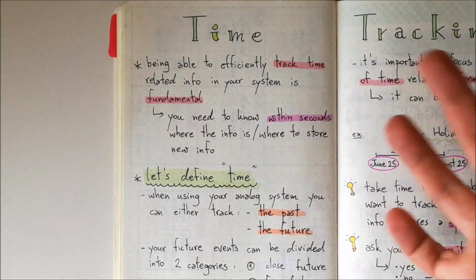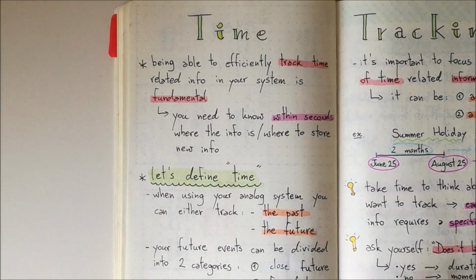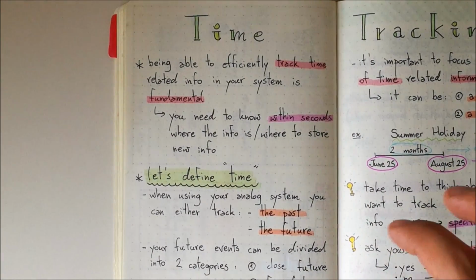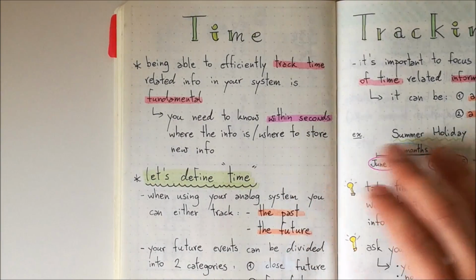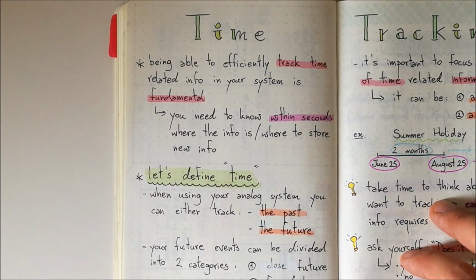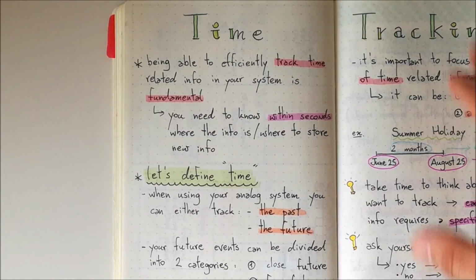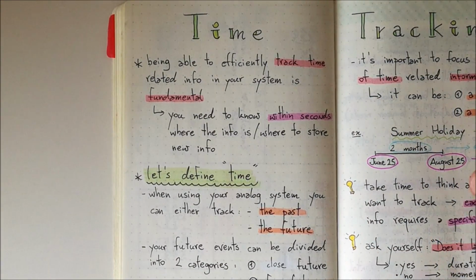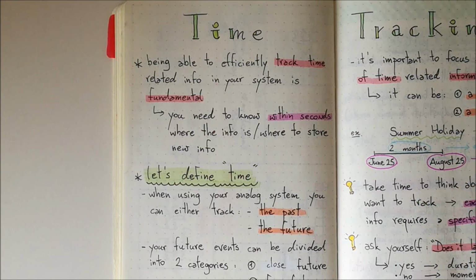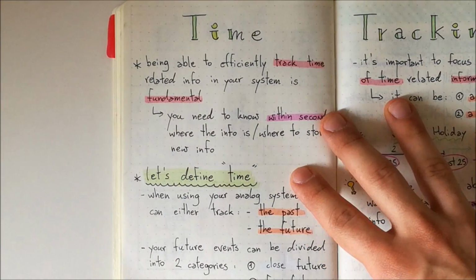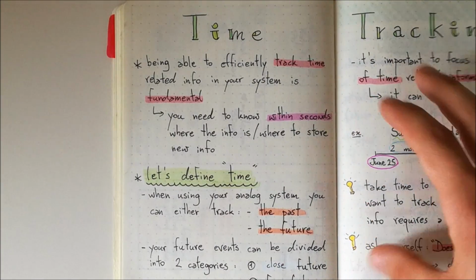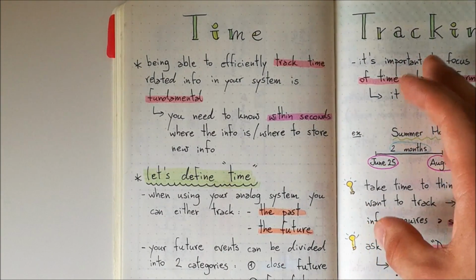First of all, let's start with time. Tracking time is very important for your organizational system. Your bullet journal is a tool that's supposed to increase your productivity. So it is important to have in your bullet journal some spreads, some sections that let you log all of the different time information within seconds. Also, you should be able to easily access that information when you need it.